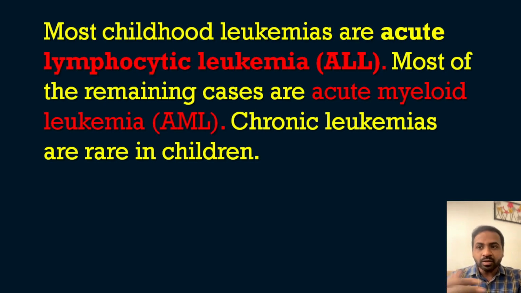Okay, so the remaining childhood leukemias will be acute myeloid leukemia. So the first is ALL, the second one is AML. And chronic leukemias are very rare in children. So we are getting 3 pieces of information out of the first paragraph itself: the most common childhood leukemia is acute lymphocytic leukemia, then comes acute myeloid leukemia, and chronic leukemias are very rare in children.